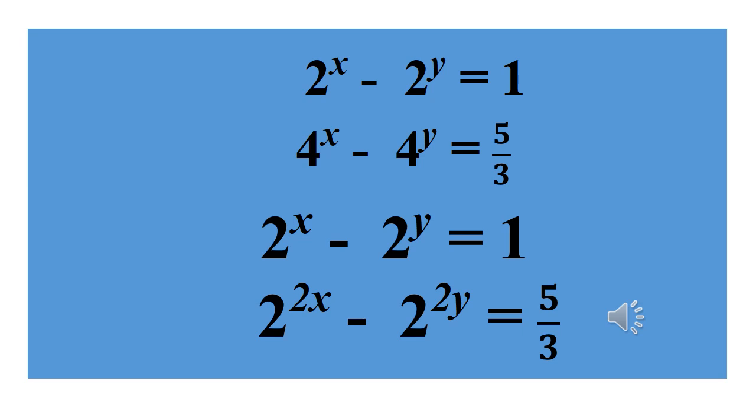Now from here, we can simplify equation 2 further. Equation 1 we still leave like that: 2 raised to power x minus 2 raised to power y equals 1. Then for equation 2, the 4 there we change to 2 raised to power 2, which is still 4, and the second 4 also 2 raised to power 2. So for equation 2 we have 2 raised to power 2 raised to power x minus 2 raised to power 2 raised to power y, or 2 raised to power 2x minus 2 raised to power 2y equals 5 over 3. That's equation 2.